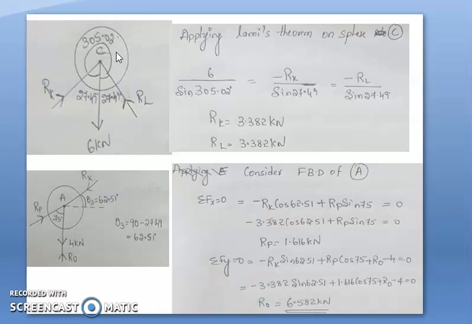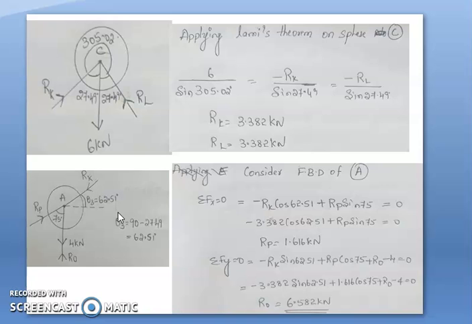6 divided by sine 305.02 equal to minus RK, because the force is coming towards C, minus RK divided by sine 27.49, which is equal to minus RL divided by sine 27.49. It works out to be RK equal to 3.382 kilonewton and RL equal to 3.382 kilonewton. RK should be equal to RL because these two angles are same. Now we got RK and RL.